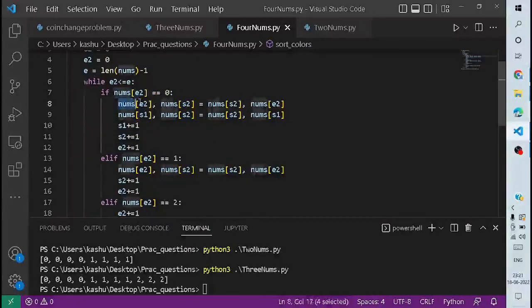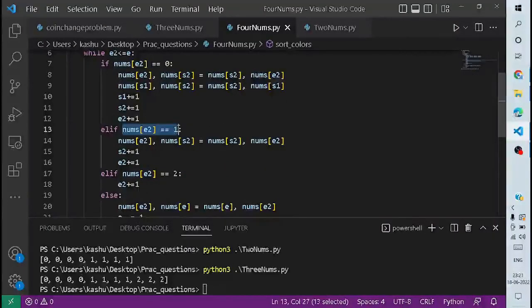So here we'll be exchanging firstly with S2, the start 2 pointer, and then S2 would be exchanged with S1. This will ensure that 0 is moved to the starting position and both 1 and 2 have moved towards the right, right? And when 0 goes to its position on the left hand side, all these pointers S1, S2, and E2 are incremented, right?